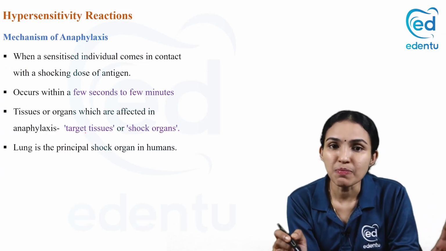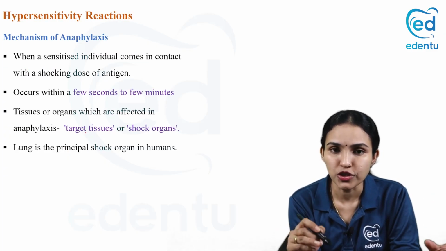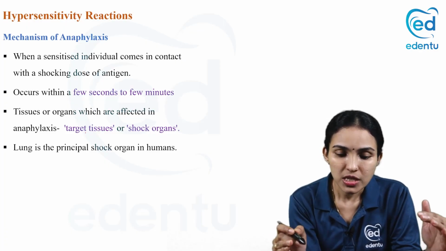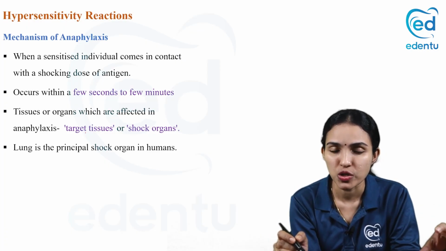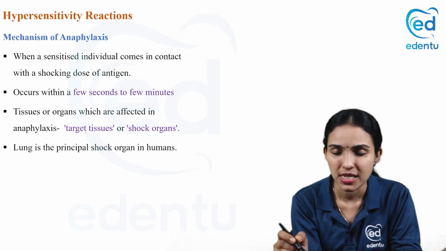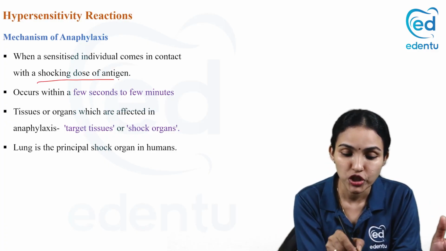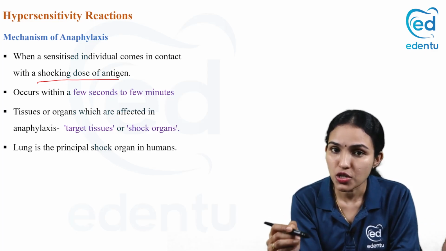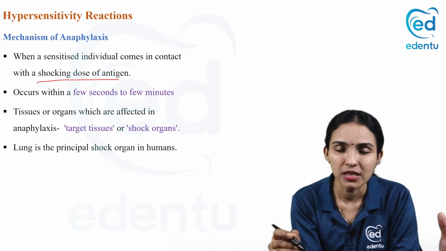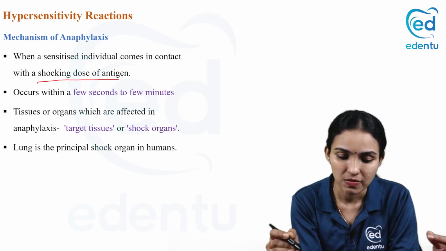So when this anaphylaxis occurs, we know atopy and anaphylaxis are there. What happens is, when a sensitized individual comes in contact with a shocking dose of antigen, the second time they are getting exposed, it occurs within a few seconds to a few minutes. The reaction is so immediate that's why you call it immediate hypersensitivity.